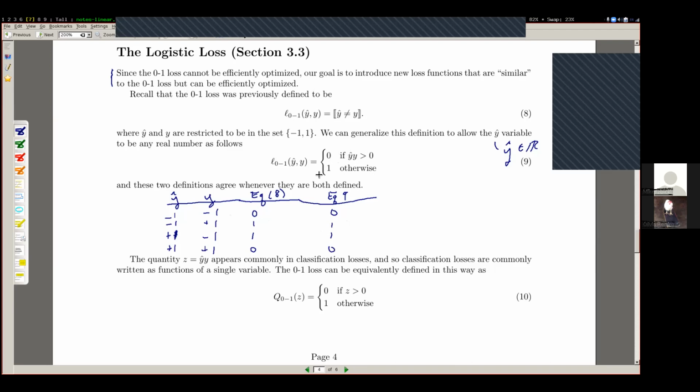So this version of the function is, in some sense, less intuitive than this version of the function up here, of this loss function, but it's more general. We can use it when y hat is any real number, and so that's why the textbook's introducing it now, and why it's going to be useful for us. Any questions about that?